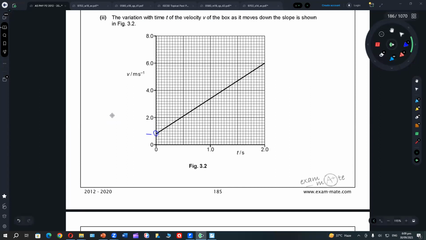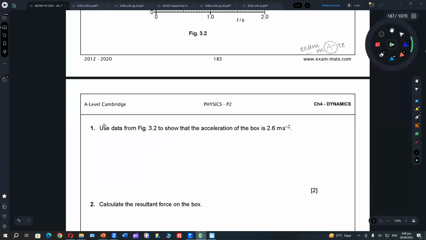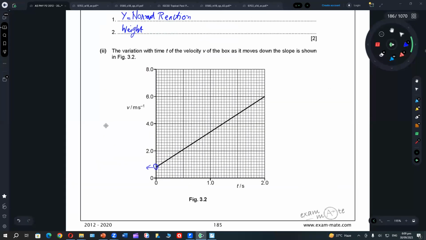Doesn't a velocity-time graph show acceleration? I'm sorry, a velocity-time graph shows acceleration, and we need to find acceleration. I mentioned it wrong, sorry. The gradient of a velocity-time graph shows acceleration. If we read the points 2, 6, if I take the extreme points 2, 6, and here it is 0, 0.8.